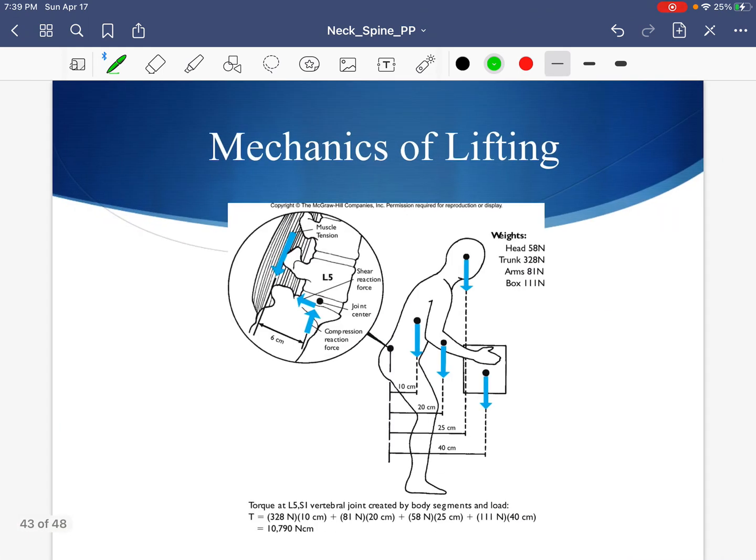That's the example of the rounded shoulders. All right. You can read through the information here about the mechanics of lifting. I have my notes here in front of me to make sure I know what it is I want you to know.